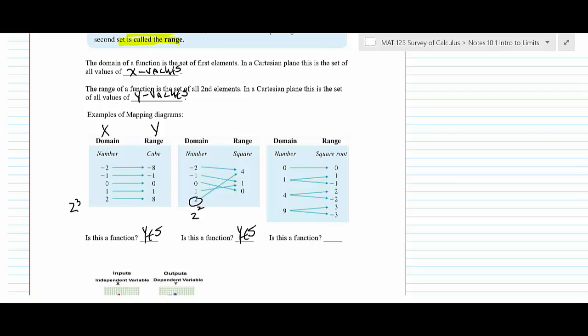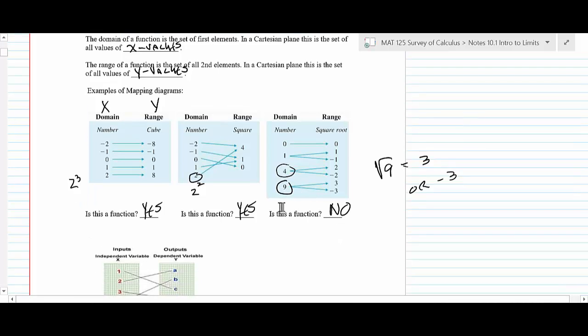Okay, how about the next one? This is a square root. So if you did like a square root of 9, you can actually get a 3 or you can get a -3. There's 2 answers. So is that a function? No. The idea is anytime that you have something in the domain and it's giving you more than one answer, then it's not a function. That's the idea. All right. Does that make sense to everybody? So some things are functions, some things are not. Okay. We're going to deal mostly with functions.